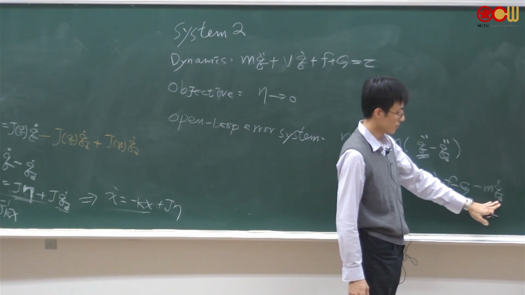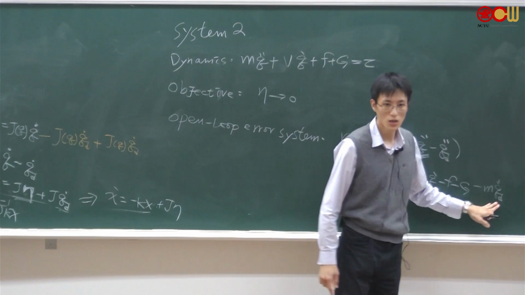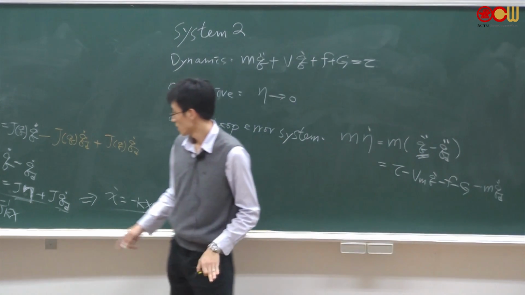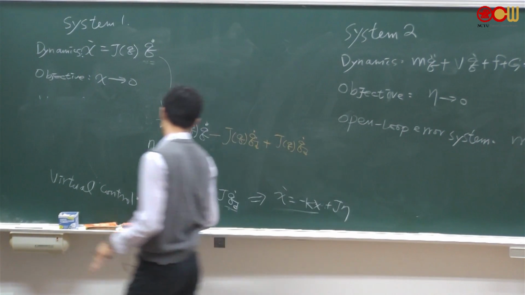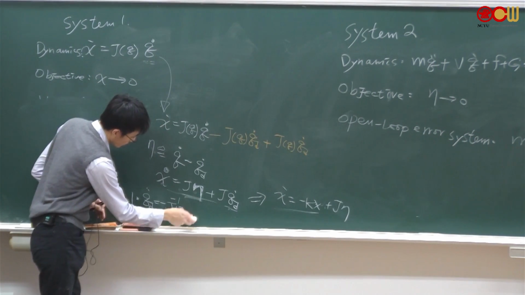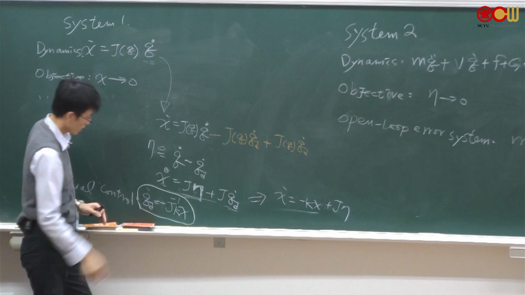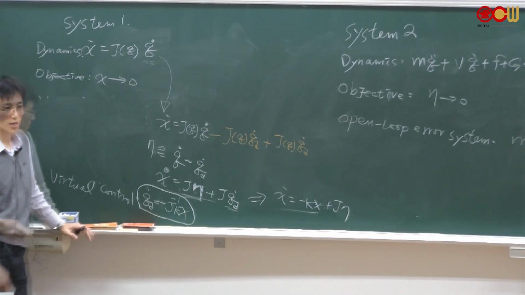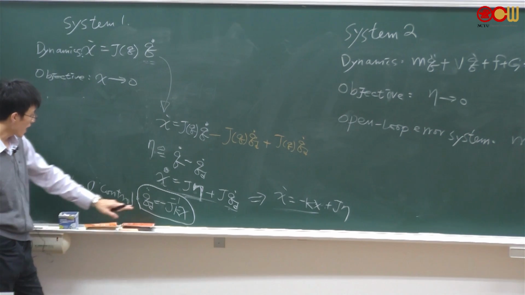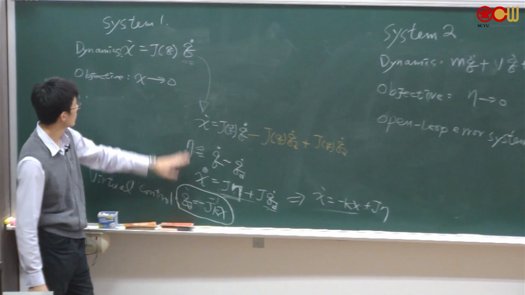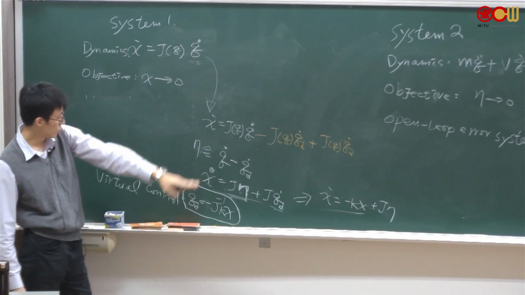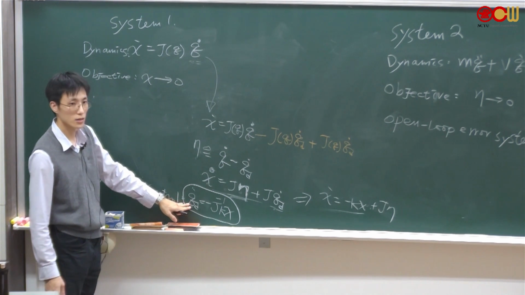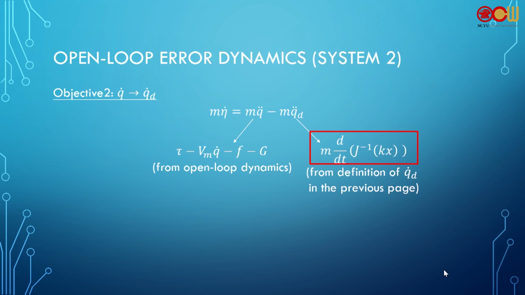It's a defined function, but q_d has coupling with the first equation because q_d already has to be defined as this. So it cannot be any user-defined function. It has to be this because of this objective. For q_d double dot, you need to take one more time derivative on this. That's why I put the time derivative here.